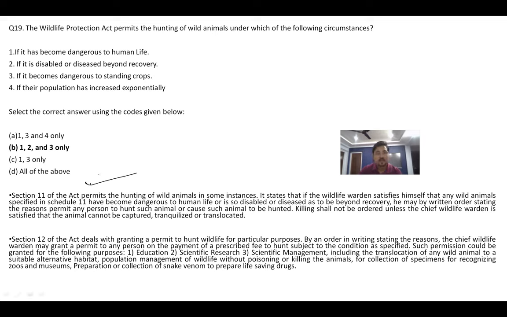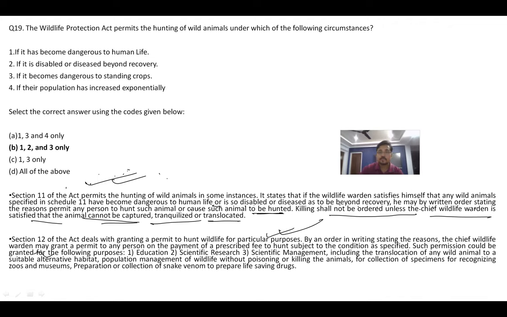So section 11 of the Act permits the hunting of wild animals in some instances. It states that if the wildlife warden is satisfied that any wild animals specified in Schedule II have become dangerous to human life, or are so disabled or diseased as to be beyond recovery, he may by written order stating the reasons permit any persons to hunt such animals or cause such animals to be hunted. Killing shall not be ordered unless the chief wildlife warden is satisfied that the animal cannot be captured, tranquilized and or translocated. Section 12 deals with granting a permit to hunt wildlife for a particular purpose.